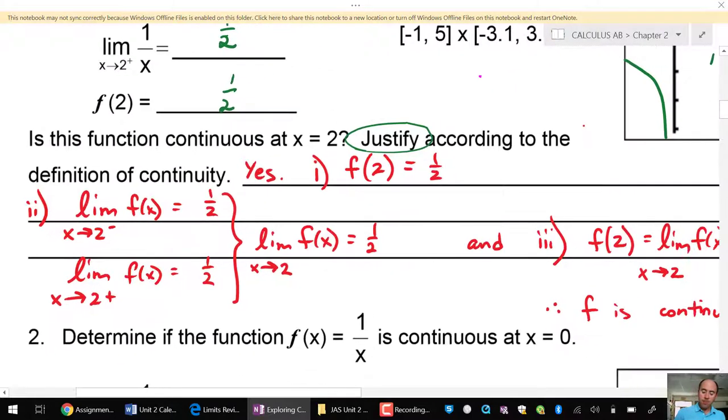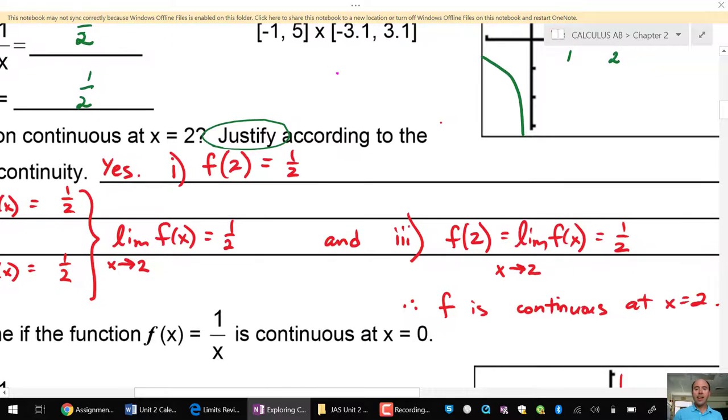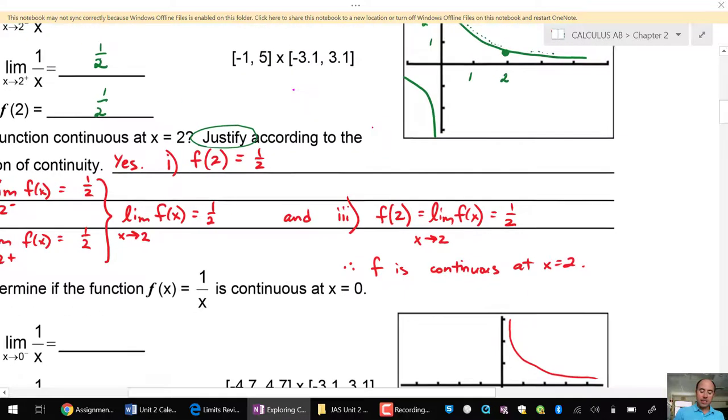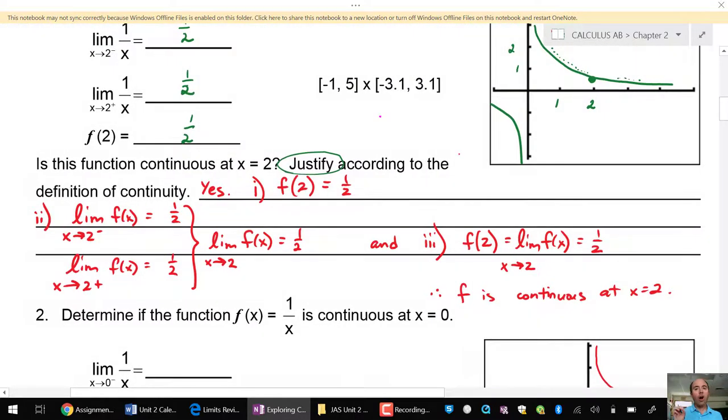And then third piece, don't forget to end with this: the function f of 2 and the limit as x approaches 2 of your function both equal the same value. In this case, they're both equal to 1/2. And because they're equal, we can conclude that the function is continuous at x equals 2. It's very specific, very formal, and all of those components must be present whenever you're asked to write a proof or to verify the existence of a continuous function at a given point.